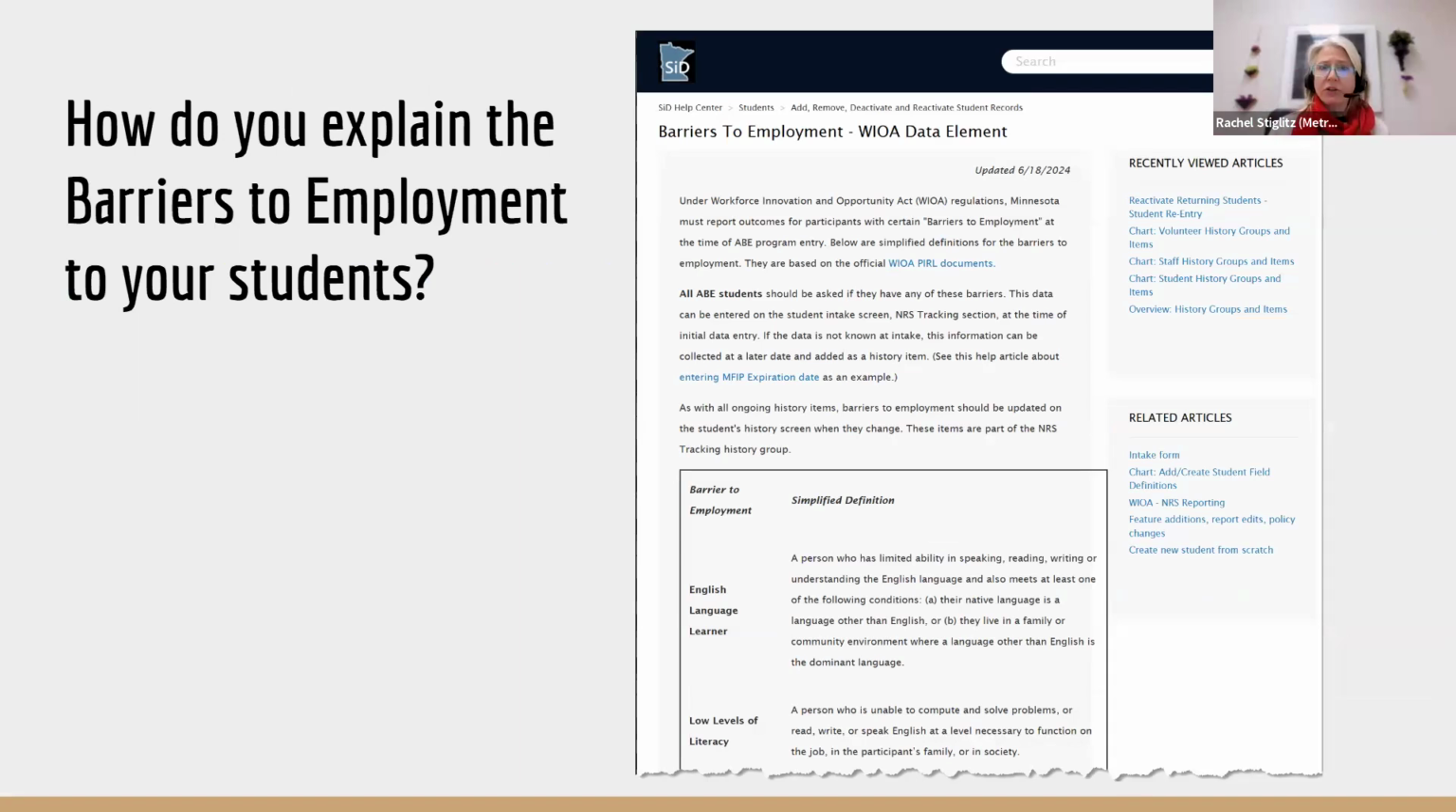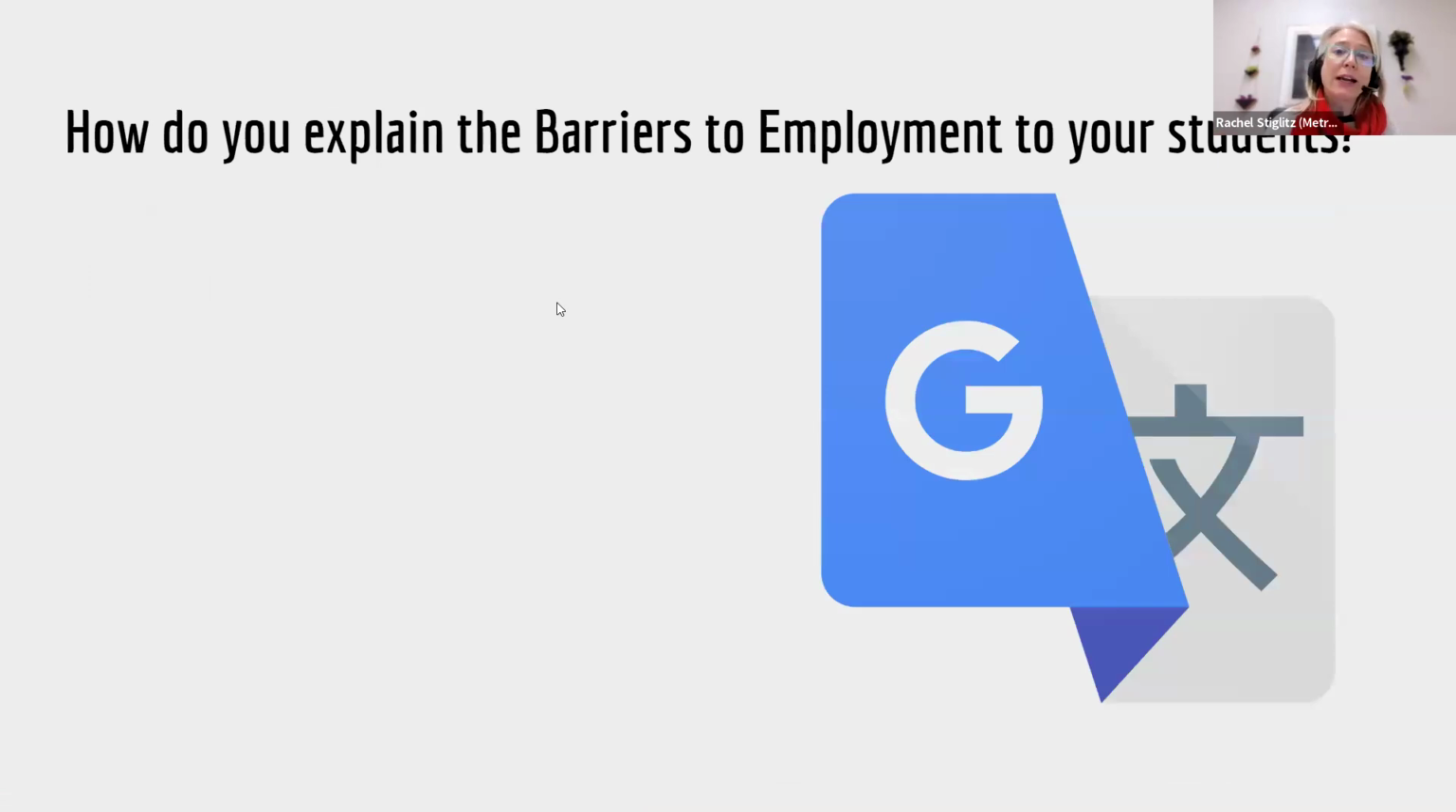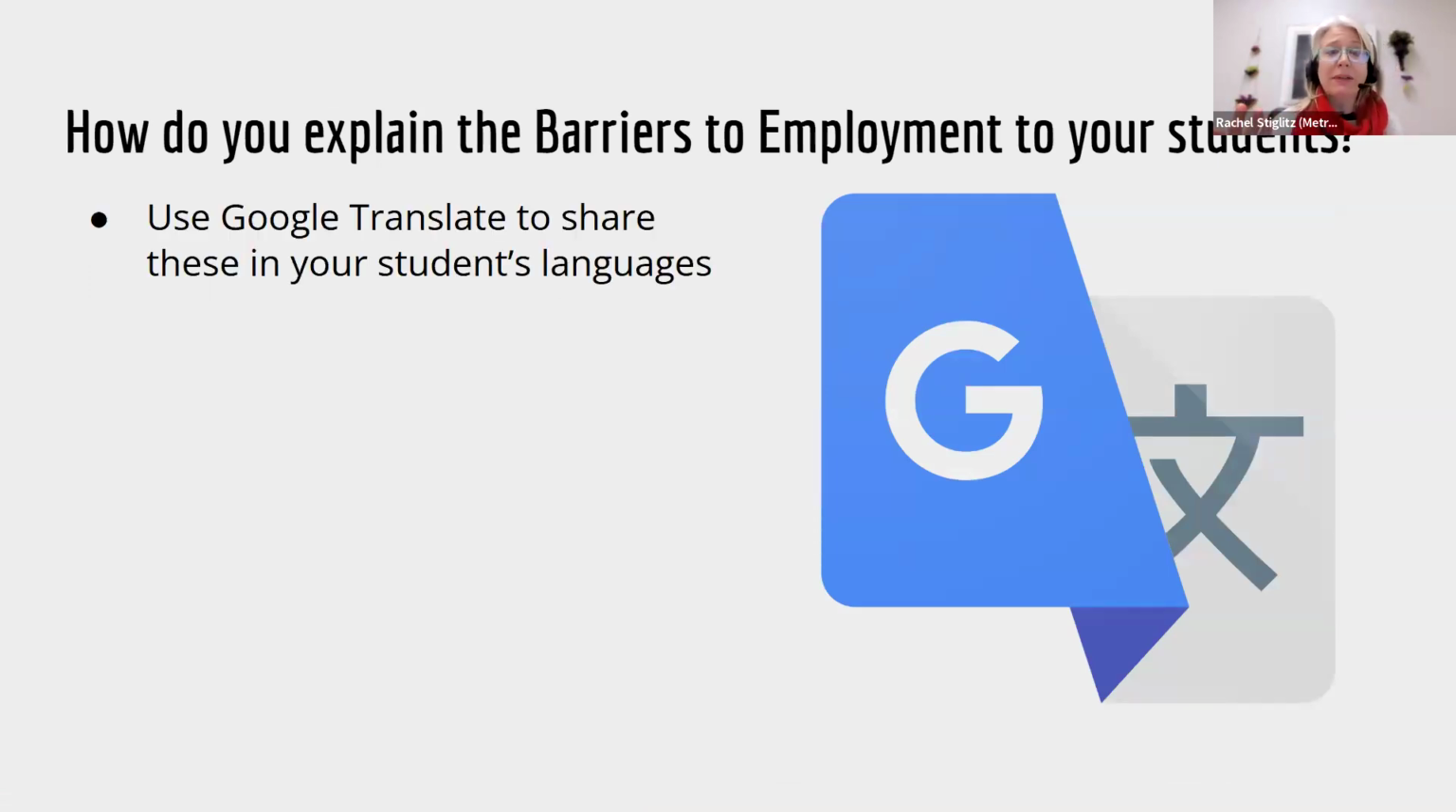It goes to this page once you click on the barriers to employment, and WIOA, which is the Workforce Innovation and Opportunities Act. It's a federal act, and they've come up with these definitions. So these are definitions that are in SID, okay? So what did I do with those? I print them off and I do explain them to students.